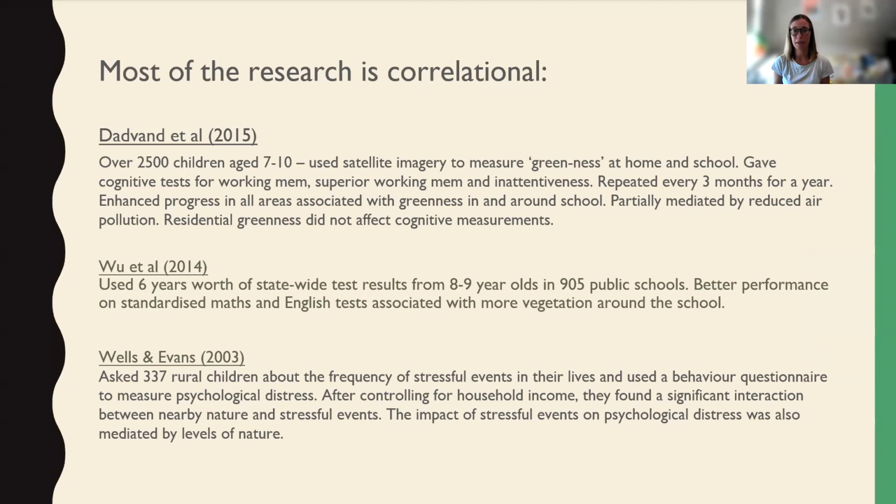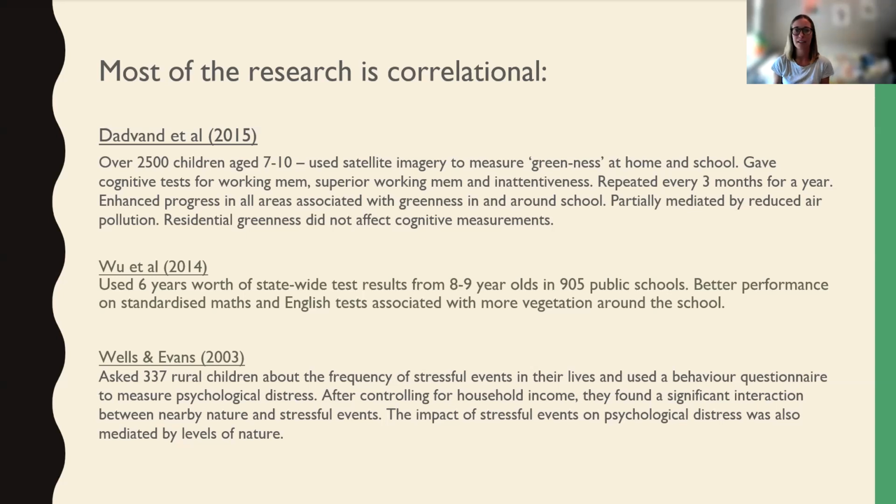Most of this research has been correlational, particularly the bigger studies that are out there. So there are a lot of studies that follow along the same sort of lines as this top one, where children's area where they live at home or at school is quantified in terms of how green it is. So satellite imagery is usually used for that, to calculate the proportion of green space around their home or their school. And sometimes that's correlated with school exam results.